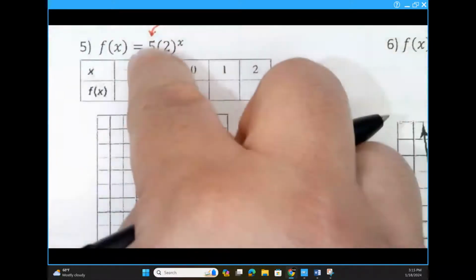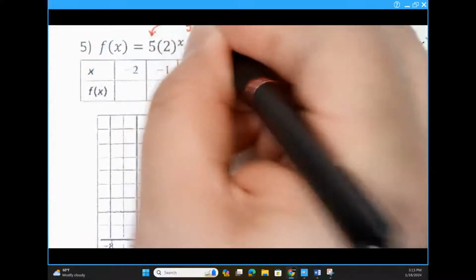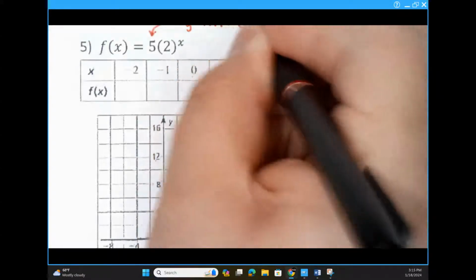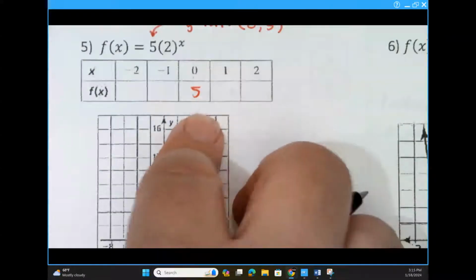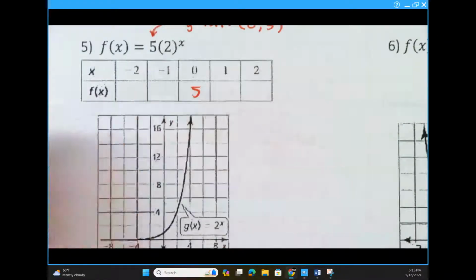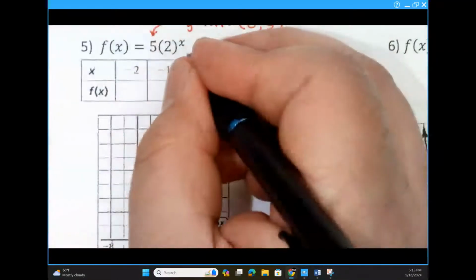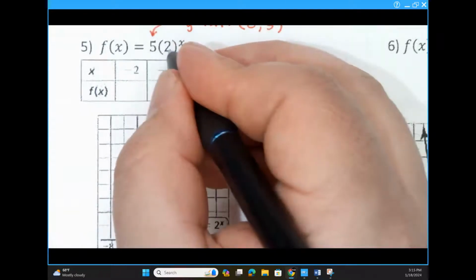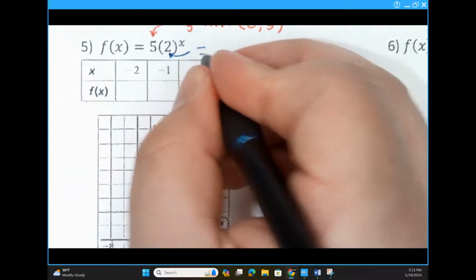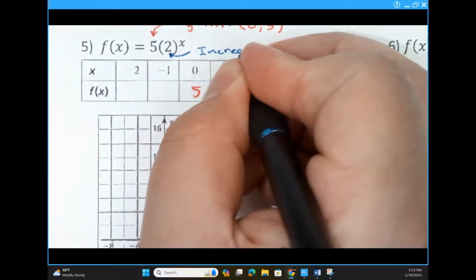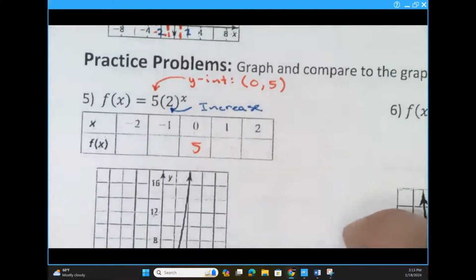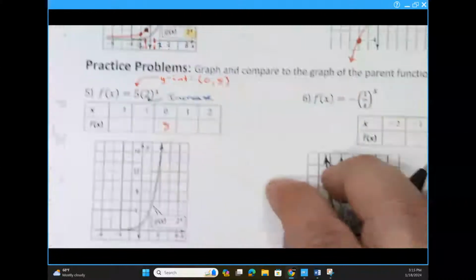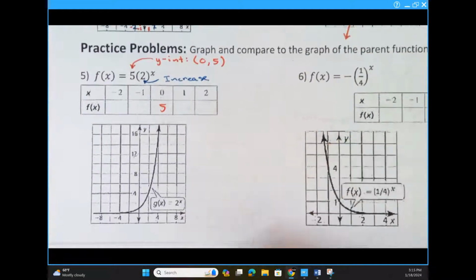Remember, the number in front is your y-intercept. So that means that's 0, 5. You already have it. It's right here. You don't really even need to plug that one in. It's already there. But because the number in the parentheses is bigger than 1, this is going to be an increase. If we can break it down like this, it makes the math and the work a little bit later on a lot easier. So now you can let the calculator do it for you.